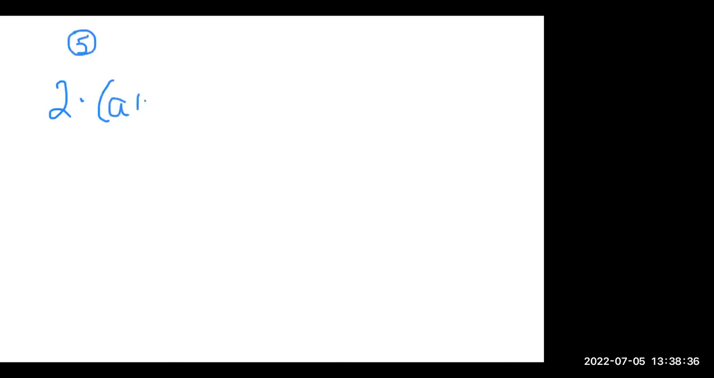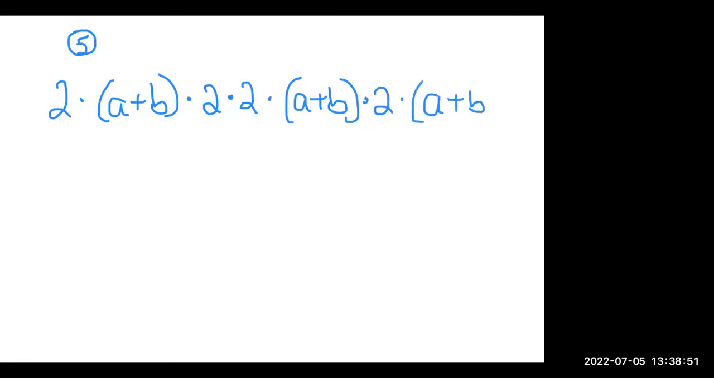2 times quantity A plus B times 2 times 2 times A plus B times 2 times A plus B. This is really rare. So same task, rewrite in exponential form. It's really rare, but I don't think I talked about one Friday. It looks weird. So sometimes people will just skip it because it looks so weird.